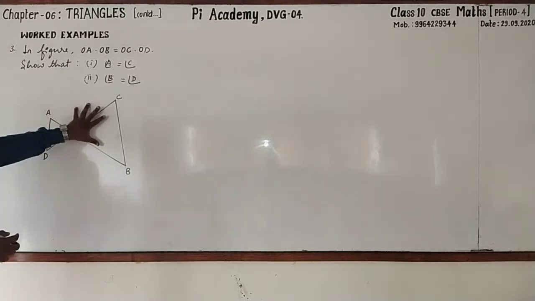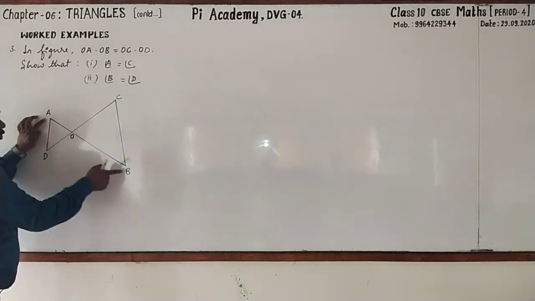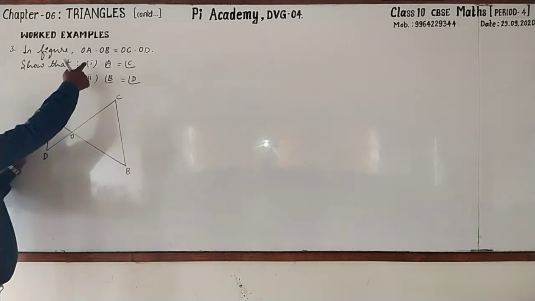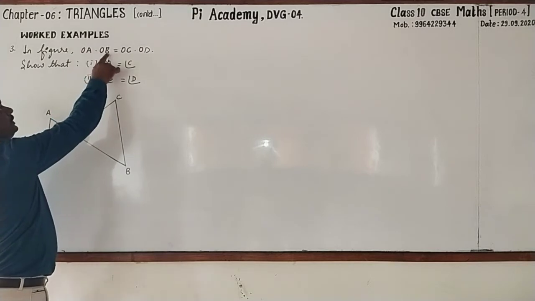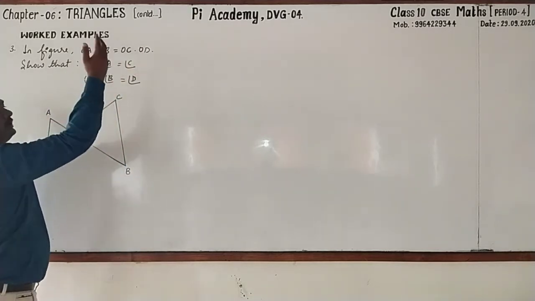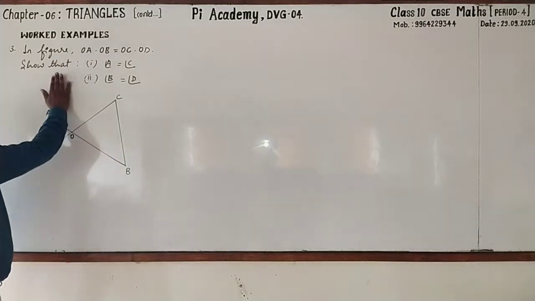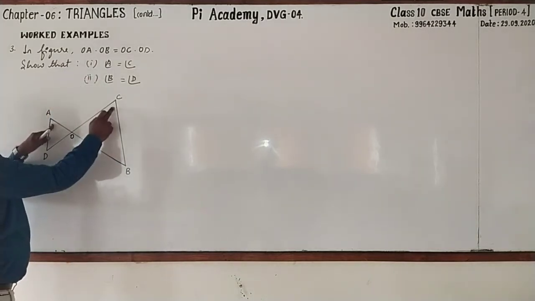In this figure, they have given OA into OB equal to OC into OD. Let us take it in the order A, B, C, D. See that? Very simple to remember. OA into OB equals OC into OD. Then we have to show that the first one, angle A equals angle C.